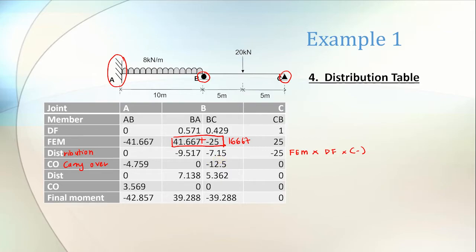And for CB, 25 darab dengan 1 dan darab dengan negatif. That's why it becomes negative 25. Done with distribution. Next we do the carry over. For carry over, you just ambil je value of distribution, kita kena carry dia to another support.